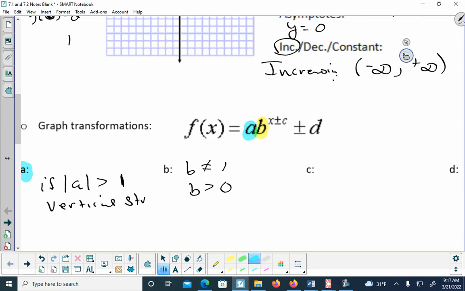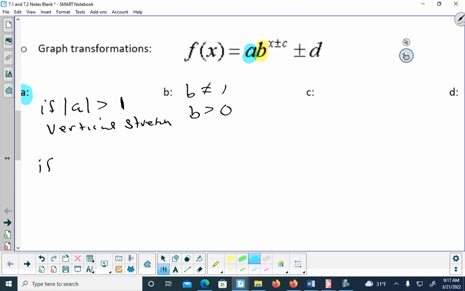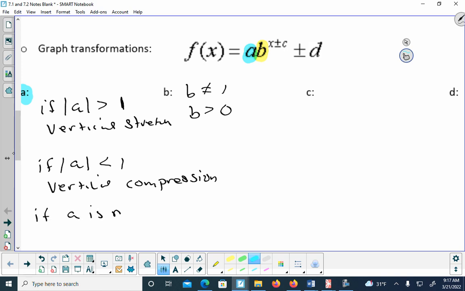These words should seem familiar to you. If the absolute value of a is less than 1, then I'm going to have a vertical compression. And then if a is negative, that means my graph is going to reflect over the x-axis.